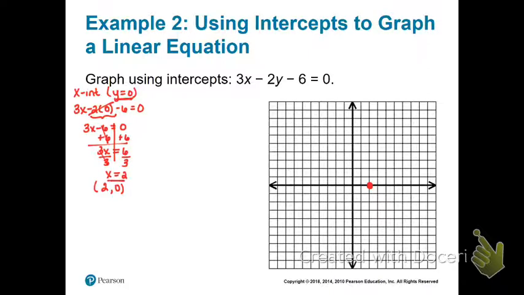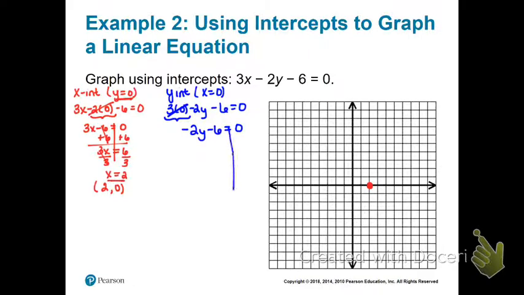All right, for the y-intercept, we're going to let x equal 0. So we're going to write down the same equation, but this time where we have an x, we're going to put in a 0. Well, what is 3 times 0? 0, so we say it cancels. So I just have negative 2y minus 6 equals 0.